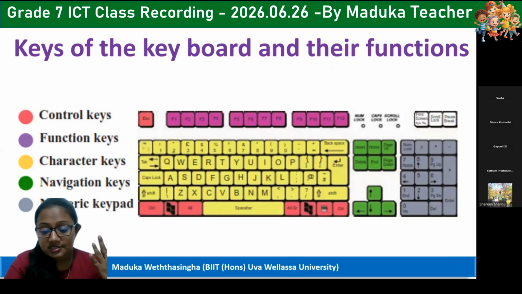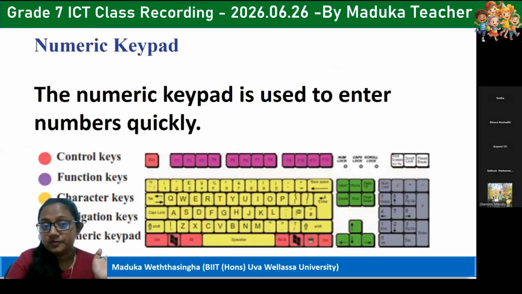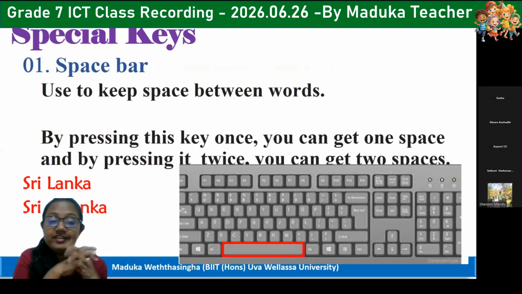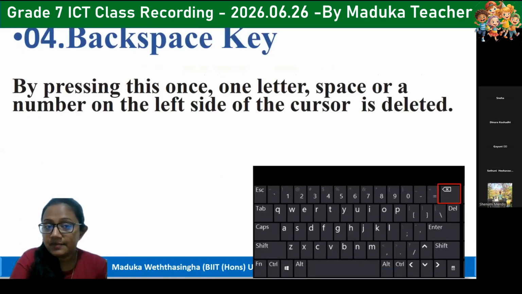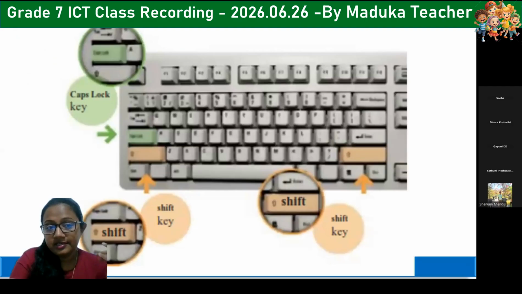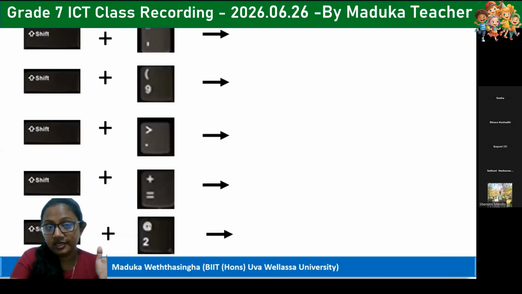In the last class sessions, we discussed these 5 types of keys and their functions. So today we are not going to repeat them again. After that, we discussed some special keys. Space key, tab key, enter key, backspace key, windows key, arrow keys, right? Then caps lock key and shift key, right?